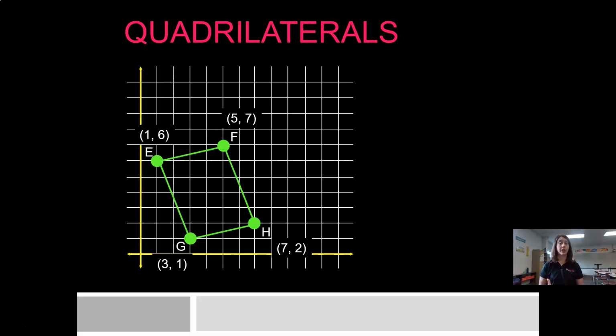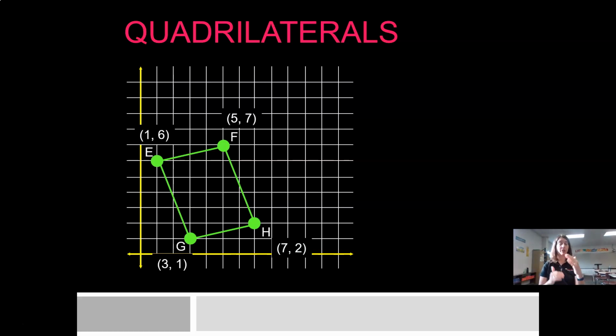So what was I trying to show? We're trying to prove that this shape is a parallelogram. So I can't just say, well, okay, it looks like it's a parallelogram, so that's good, I'm just going to say it is. We have to show mathematically that this is actually a parallelogram. So how did we do that?